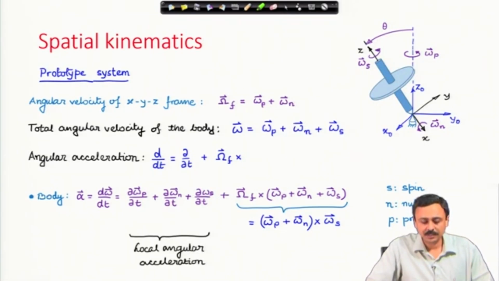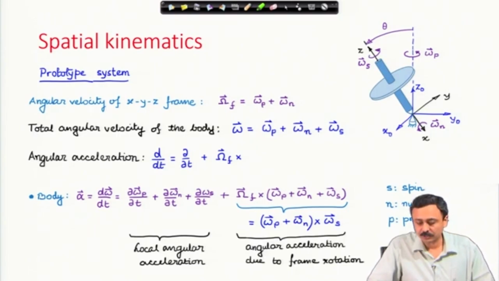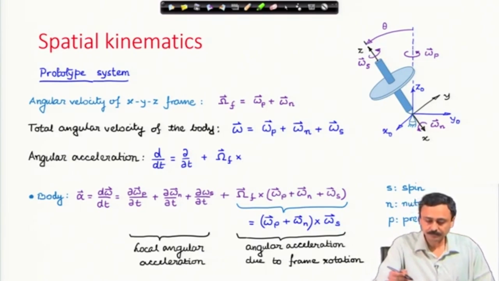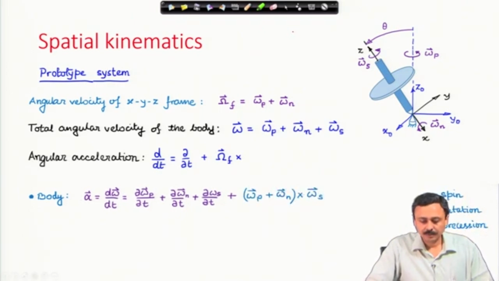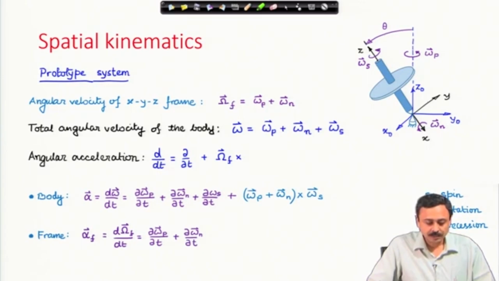The first three terms are the local angular acceleration as seen by the observer fixed to the frame, and the second term is because of the frame rotation. Therefore, in a slightly simplified form you have this expression of angular acceleration of the body. The first three terms are because of the local derivative, local rate of change, and the second term in blue is because of the frame rotation. Now, that was the angular acceleration of the body.